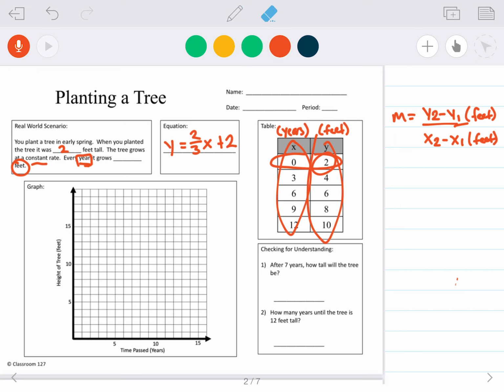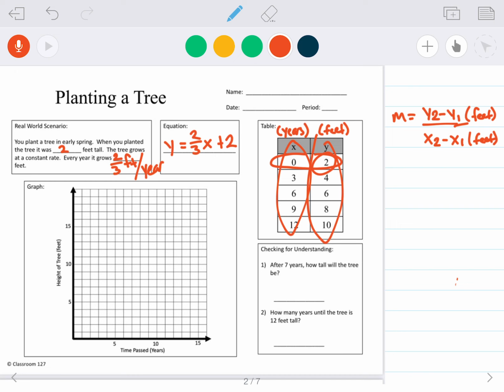We can say it in two different ways. We can say that it's growing 2 feet per 3 years, or we can say that it's growing 2/3 of a foot per 1 year. That's how we typically talk about slope. So it's growing 2/3 feet per year. So every year that passes by, it grows 2/3 of a foot. Okay. All right, so we got that part down.